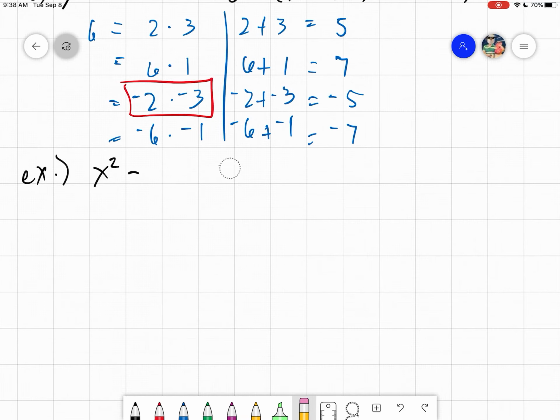Wait, let me change the question a little bit. I think I got it wrong for a while. Okay, say let's have negative 5x minus 50. Let's have this one. Okay, so you will look for the factors of negative 50. And take note, the factors of negative 50 is just simply 5 times 10.